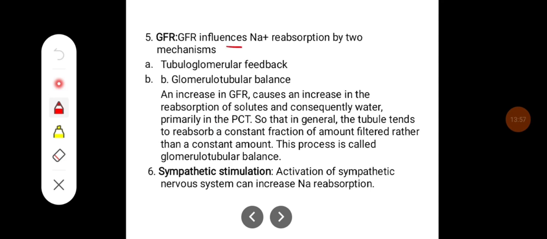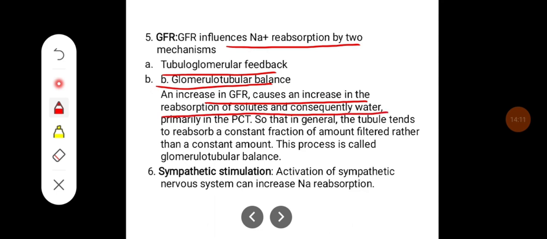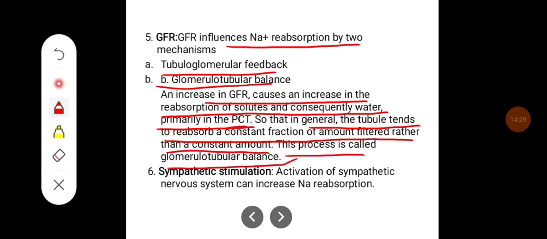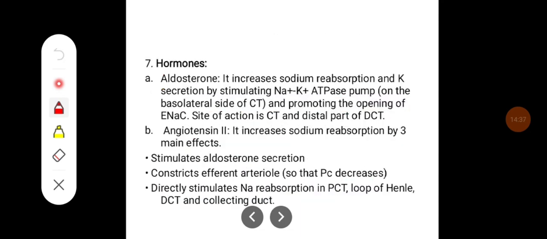Then GFR influences sodium reabsorption by two mechanisms: one is tubuloglomerular feedback and the other is glomerulotubular balance. An increase in GFR causes an increase in the reabsorption of solutes and consequently the water, primarily in the PCT. So in general, the tubule tends to reabsorb a constant fraction of the amount filtered rather than a constant amount. This is called glomerulotubular balance. Then we have sympathetic stimulation. Activation of sympathetic nervous system can increase sodium reabsorption.